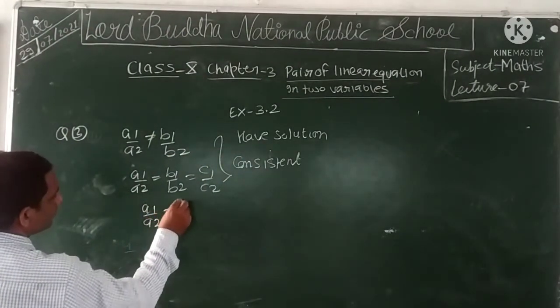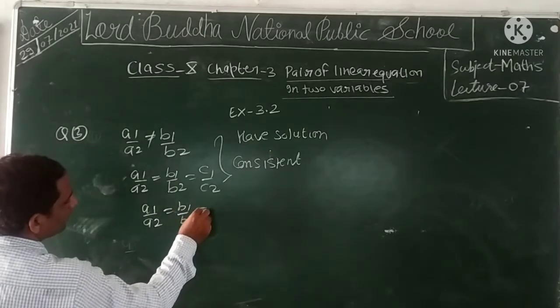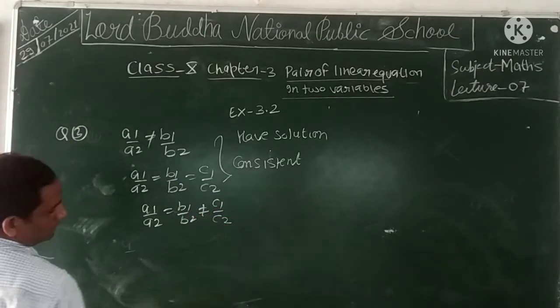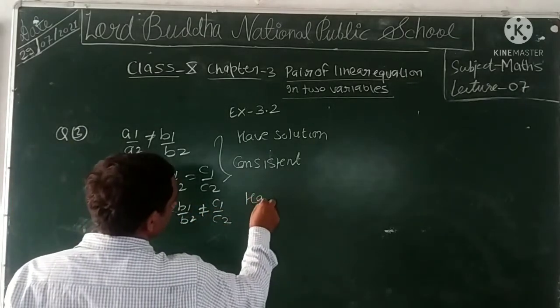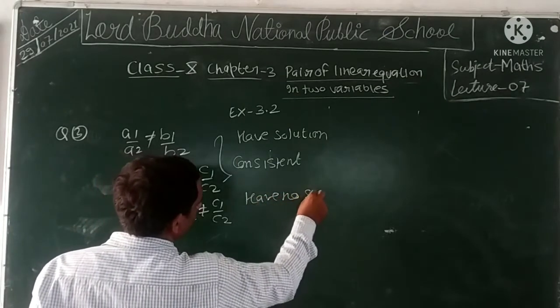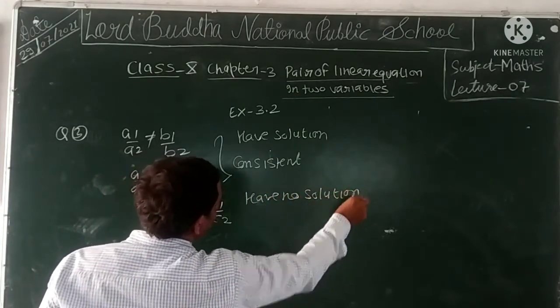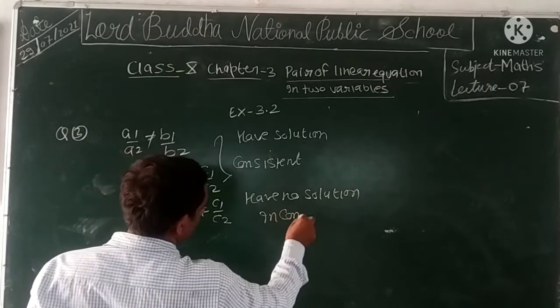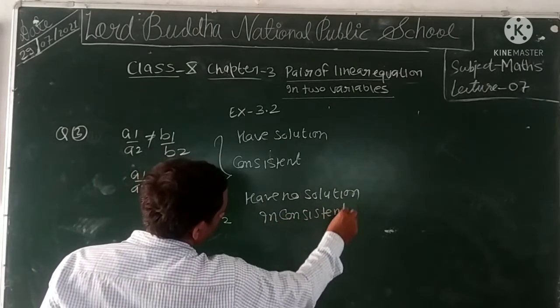And a1 upon a2 equal to b1 upon b2 not equal to c1 upon c2 have no solution, inconsistent.